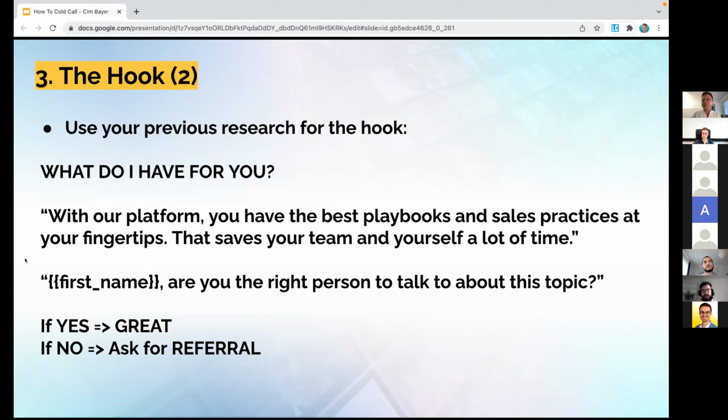Any experience from your side about the hook? I'm asking, yeah, sorry. Go ahead.